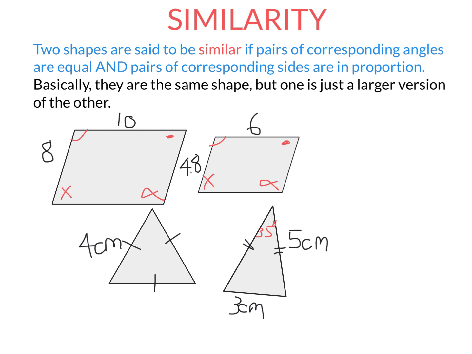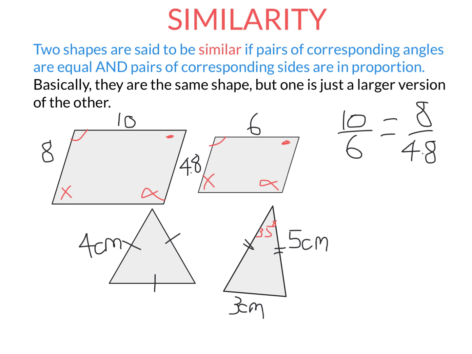It also turns out their sides are in proportion. The ratio of the longest side to longest side is 10 to 6, or 10 over 6. The ratio of the shorter side to shorter side is 8 over 4.8. Both of these numbers are the same. They're both equal to 5 over 3, or 1.6 recurring. That's what we mean when we say sides are in the same proportion.